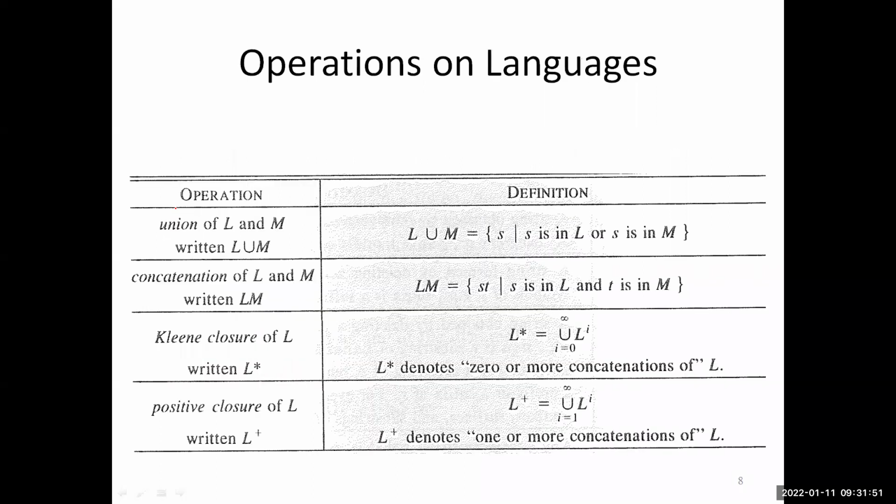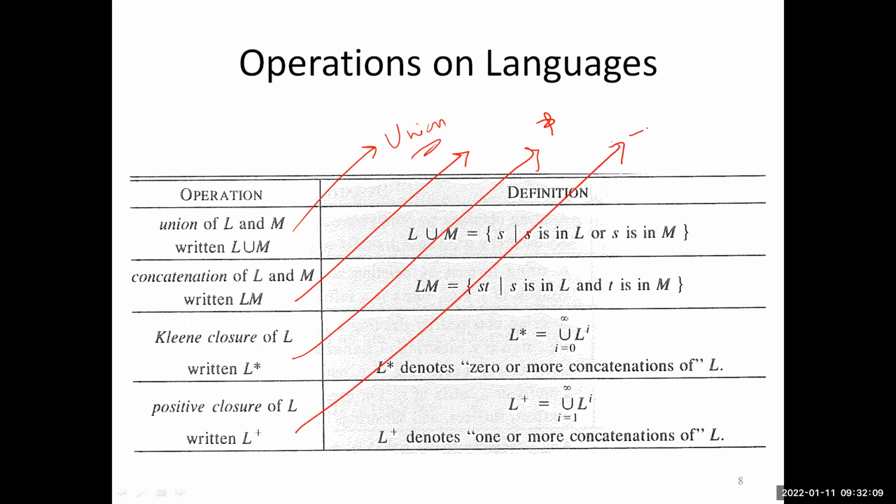I hope all of you remember these operations and languages. This is union of two languages. This is concatenation of two languages. This is Kleene closure or star, and this is positive closure. Now, can anyone explain these four operations, if you remember?